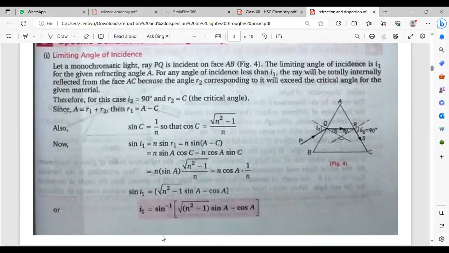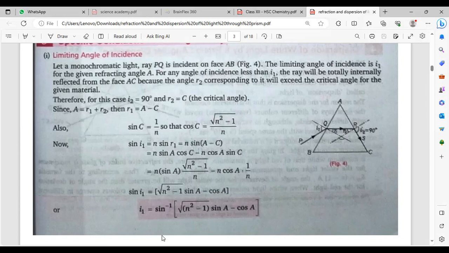Now there are some specific conditions of emergent rays which we are going to talk about. Limiting angle of incidence. So limiting angle of incidence का मतलब angle of incidence जो होगा वो 0 डिग्री होगा, almost normal to the first face हम rays को incident कर रहे हैं. Let a monochromatic light ray PQ is incidented on face AB. The limiting angle of incidence is I1 for given refracting angle A. मतलब angle of prism is A. For any angle of incidence less than I1, the ray will be totally internally reflected from face AC, because angle R2 corresponding to it will exceed the critical angle for the given material.